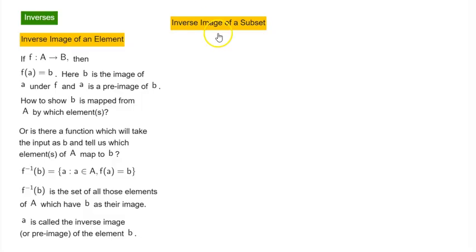Now, inverse image of a subset. Basically, we are taking inverse image of an element a little bit forward. So let's say we have a function F which maps A to B, and there is another set C which is a subset of B. Now this would imply that the F inverse of C is also a subset of A.